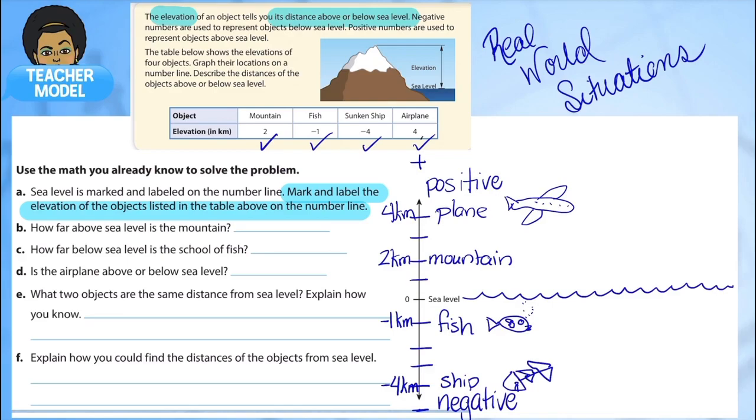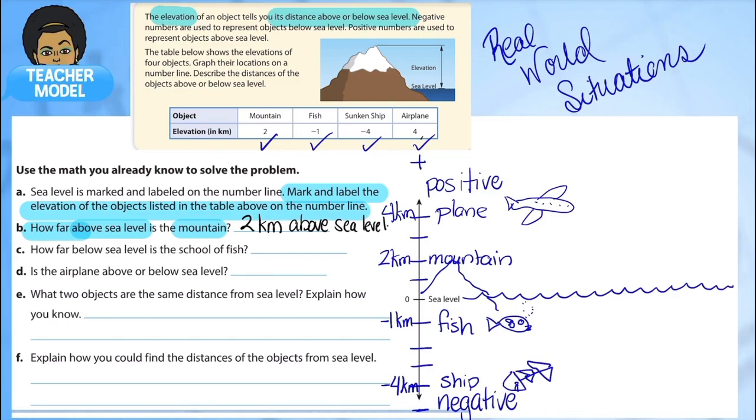Okay, so here we go. We have all our objects, some pretty drawings. The only one I didn't draw was the mountain, so now I've drawn it so we can see it. Let's go to the next question. How far above sea level is the mountain? So our mountain is here at 2, so it is 2 kilometers above, 1, 2 from 0. So let's put that in. 2 kilometers above sea level.